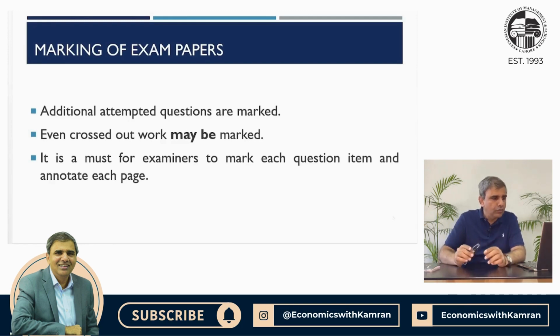So this is what I want to tell you. It is important and essential for examiners to mark all your questions and annotate all your pages. Candidates who use additional sheets should not worry that one of the additional sheets is probably not marked. Unless all of your sheets are annotated and seen by the examiner, who puts maybe a tick or scene on each sheet of your exam script, he cannot submit the exam paper. So don't worry that your additional sheets are not marked.